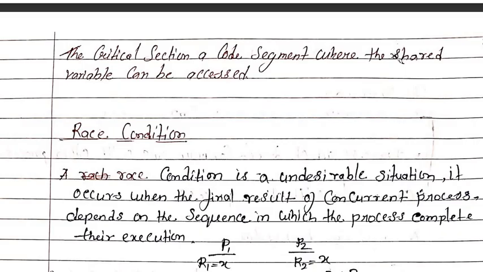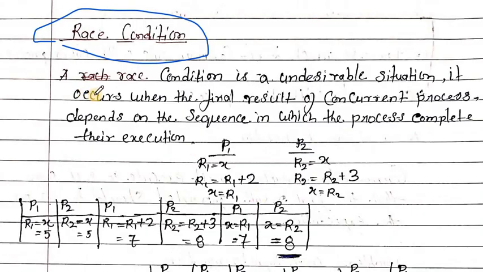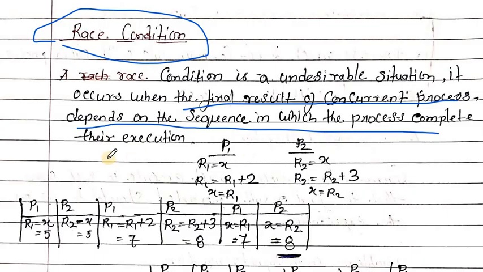Okay, the definition of critical section: the critical section is a code segment where shared variables can be accessed. In the critical section, there is a program in which shared variables are defined and which can be accessed by many programs. Now the term called race condition. What is a race condition? A race condition is an undesirable situation. It occurs when the final result of the concurrent processes depends on the sequence in which the processes complete their execution. This is the definition of the race condition.